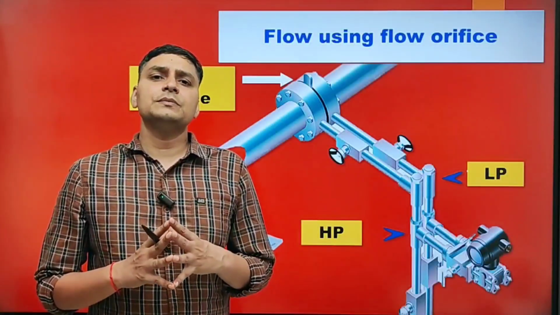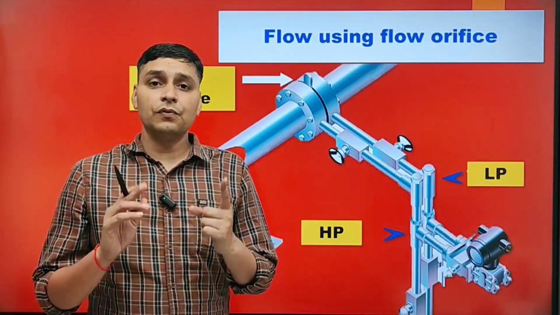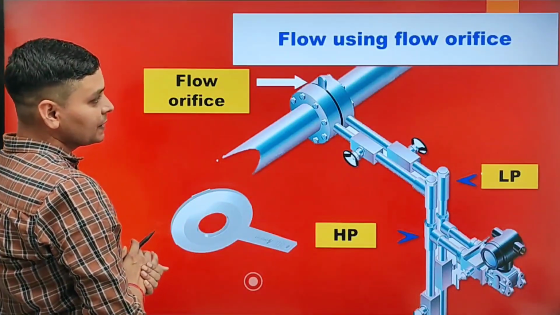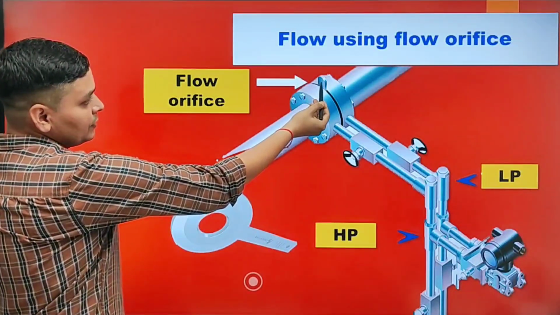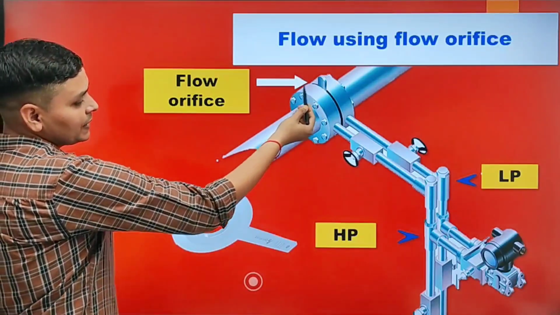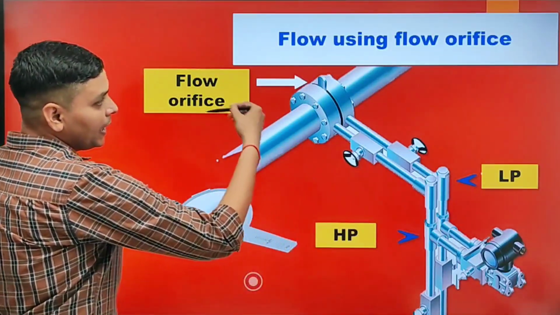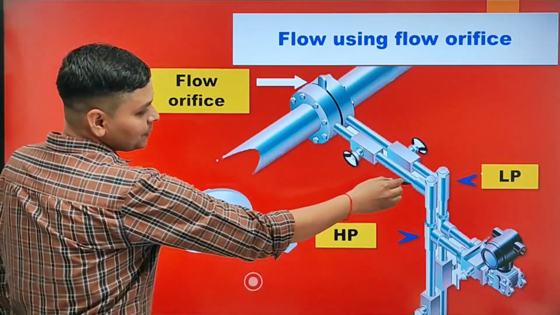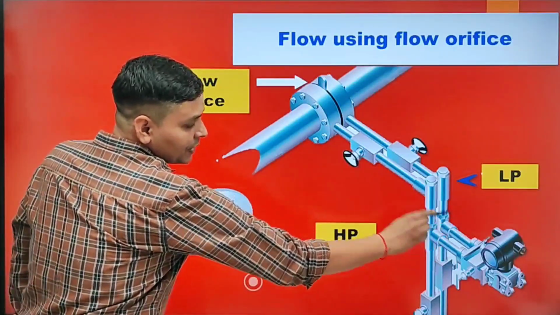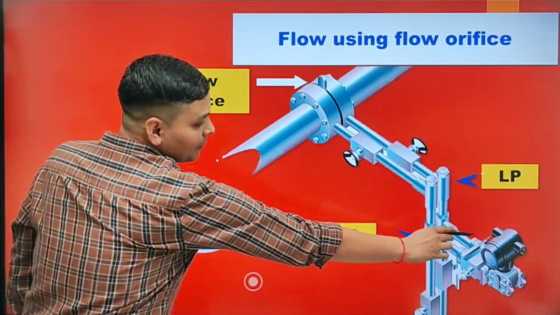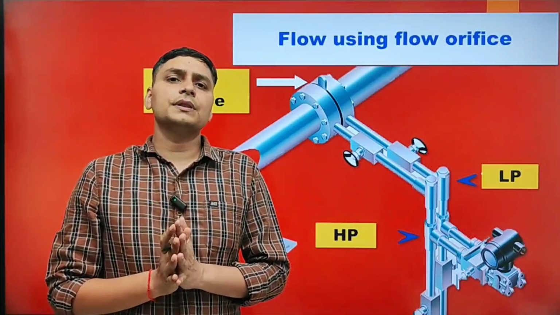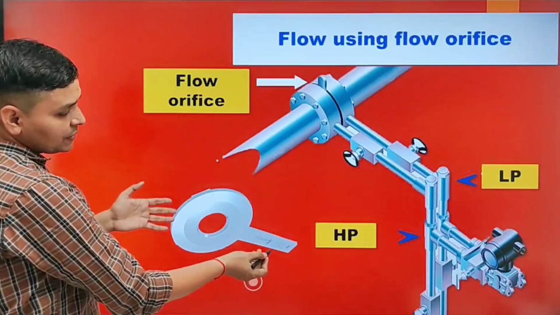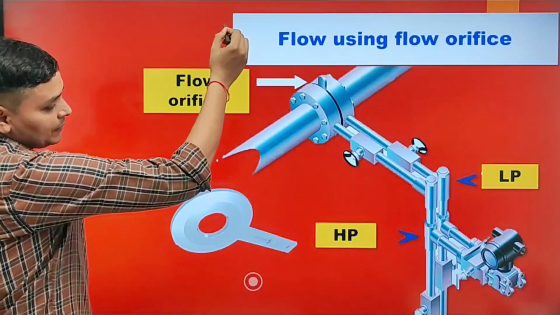The next application of DP type transmitter is flow measurement. Flow measurement using flow orifice. Here, flow orifice will be used to create the differential pressure. Here, we will use flow orifice. Before flow orifice, pressure will be high pressure, HP, and after flow orifice, pressure will be low pressure, LP. So, this HP line will be connected at HP port of transmitter, and this LP line will be connected at LP port of transmitter. And if we are using the flow for steam, then we will use condensate port. This type of orifice is used to create differential pressure.